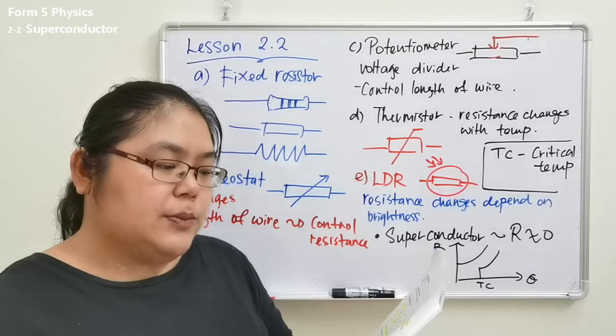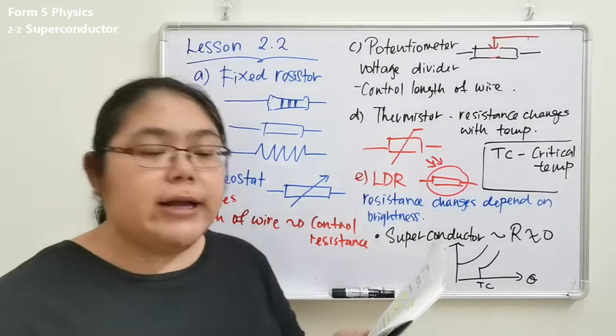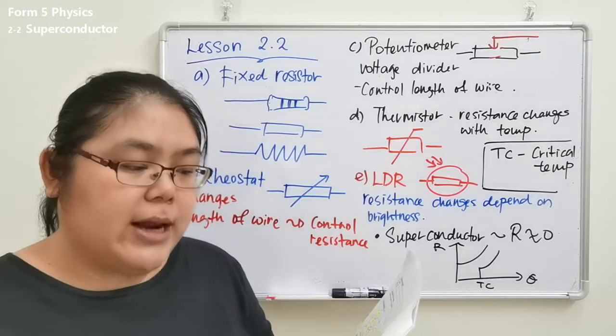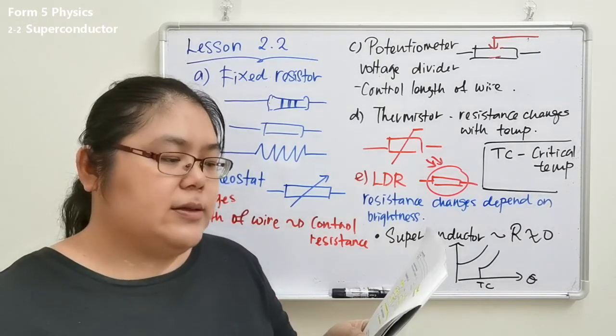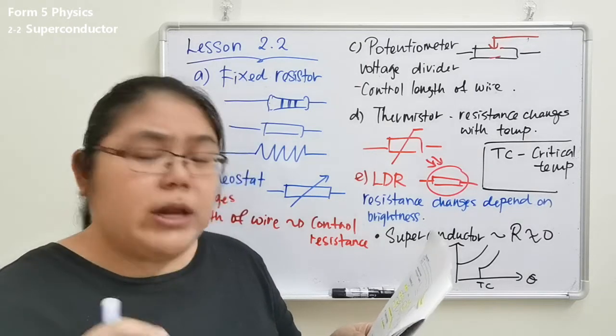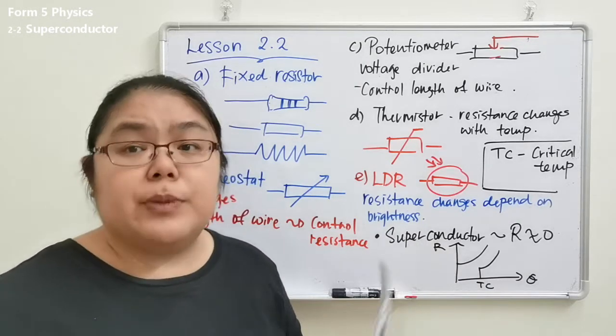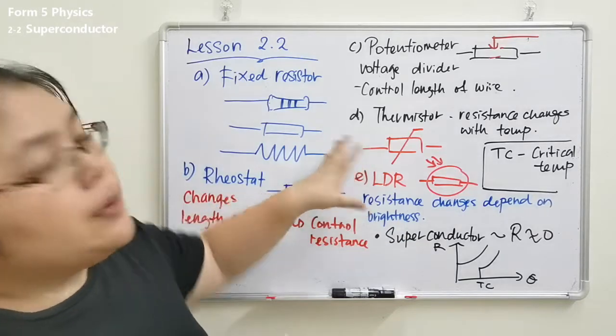So from here they explain for you: the LDR changes depending on the brightness of the light falling on it. When the brightness increases, the resistance decreases. So this is where we apply it.